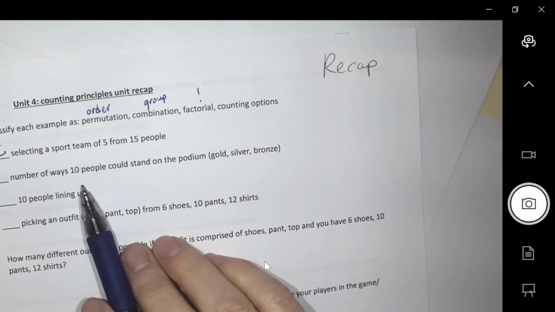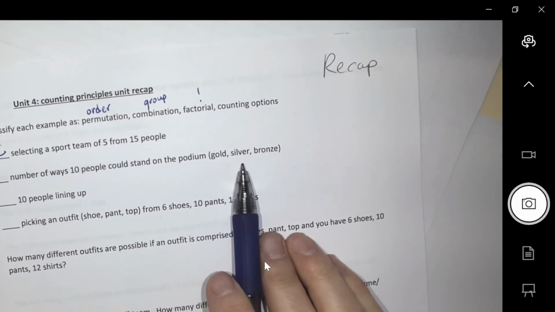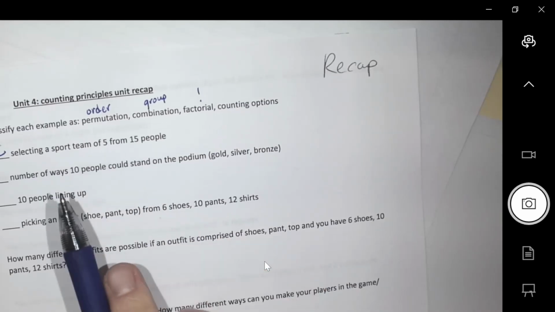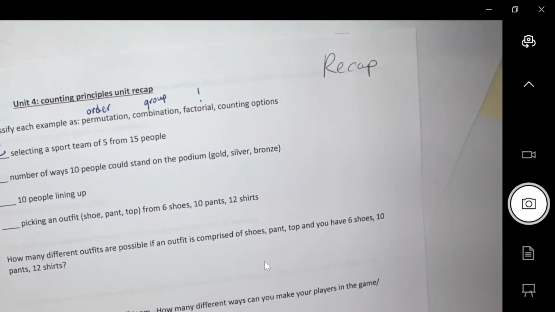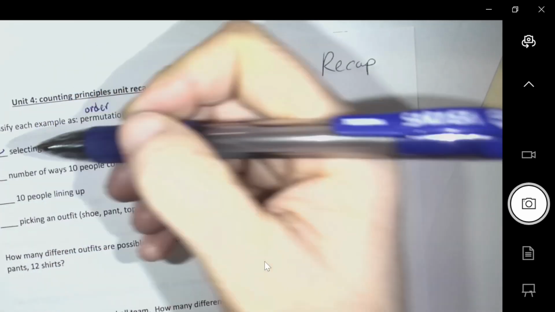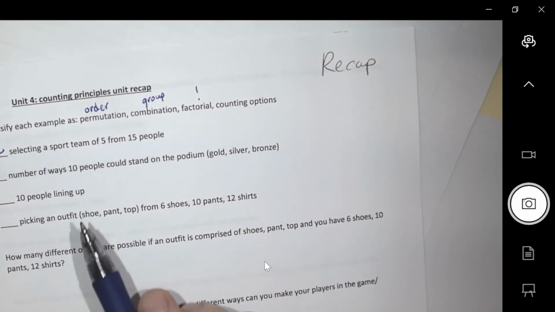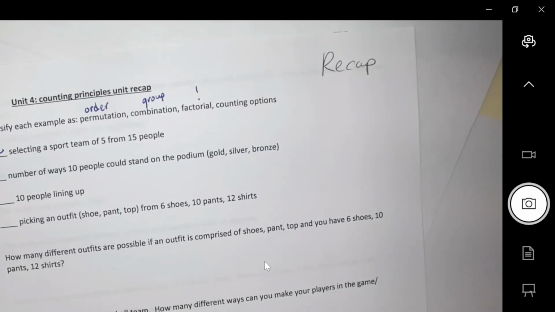Okay, I have 10 people. Let's say that they did a race, and I'm going to give awards to gold, silver, and bronze. How many ways could that happen with 10 people in the race? Which option would I do here? That would be a permutation. Because I'm ordering, I'm changing the order. I could give somebody bronze and then this person gold, or switch. The order matters.